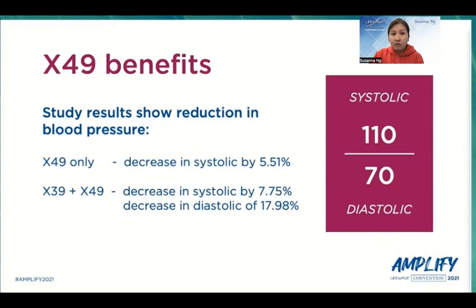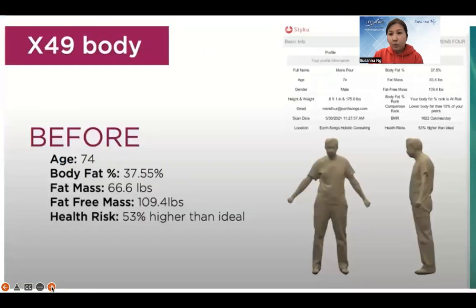And then the study also showed that it can reduce the blood pressure. Using X49 only, the systolic decreased by 5.51%, but together with X39, it can decrease by 7.75%, and the diastolic can decrease 17.98%. It's really, really big change. And we also have some before and after tests in the research.